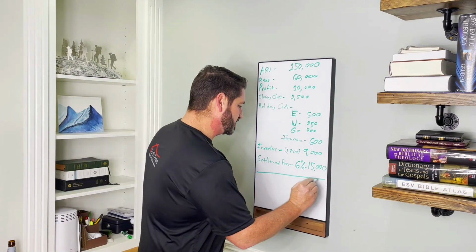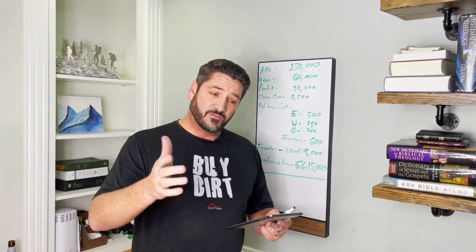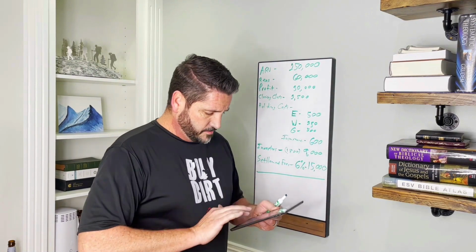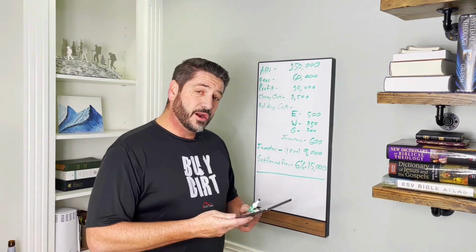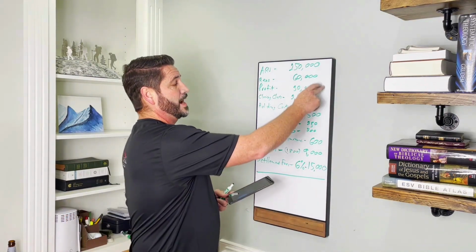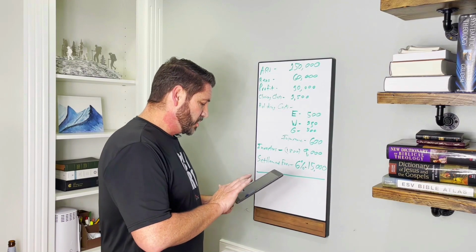So let's figure it out. Where's my calculator? So all you do, you identify your ARV. Let me get this opened up. So we've identified our ARV, and then we just subtract all of these, and that'll come up with our offer price.